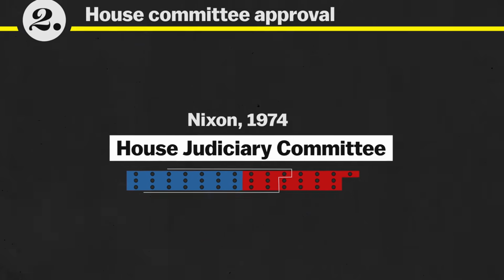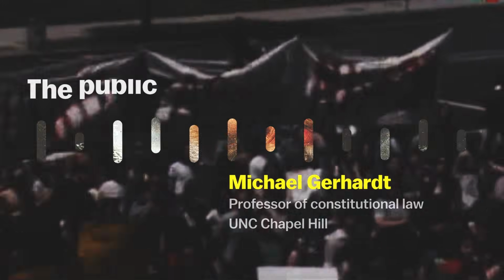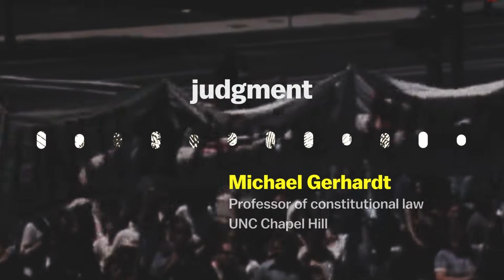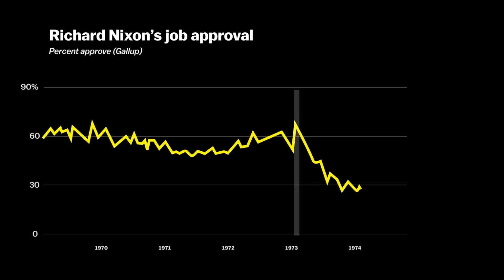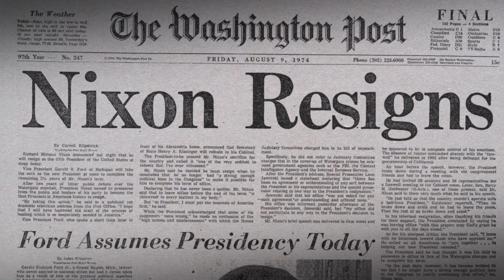In the House Judiciary Committee, Republicans joined with Democrats to approve articles of impeachment against Nixon. The public began to kind of render a judgment against Nixon, which was his popularity plummeted. But Nixon resigned before the full House could vote on impeachment.